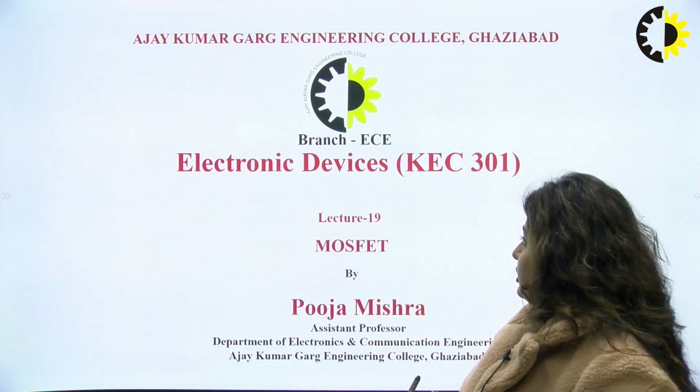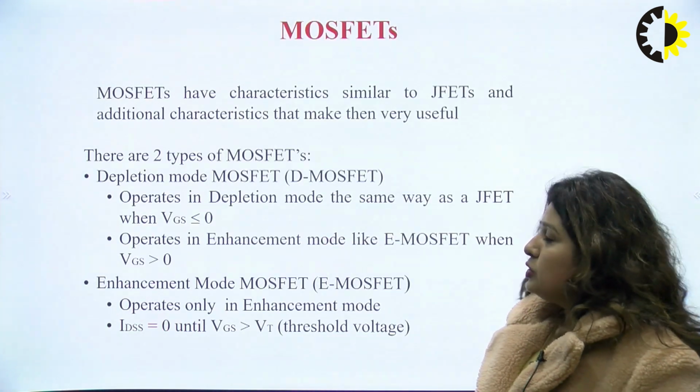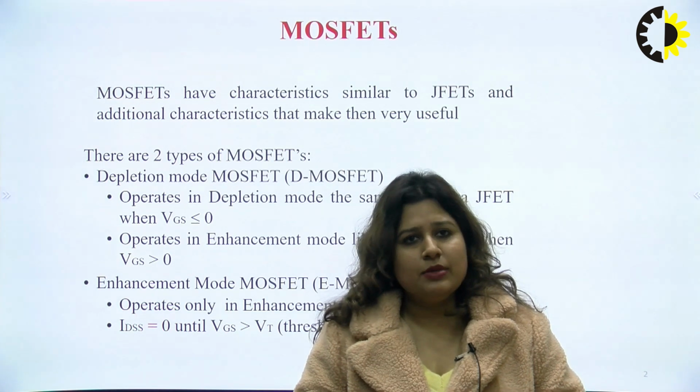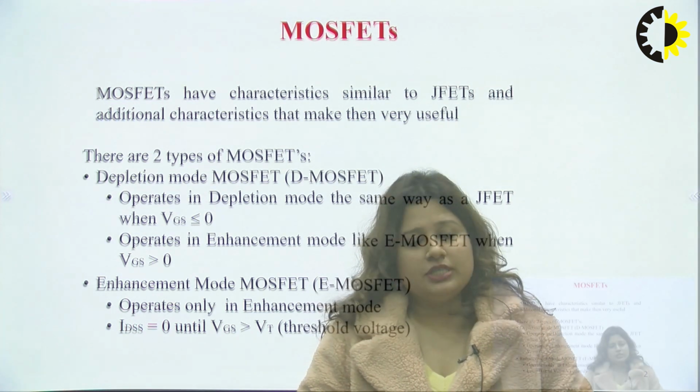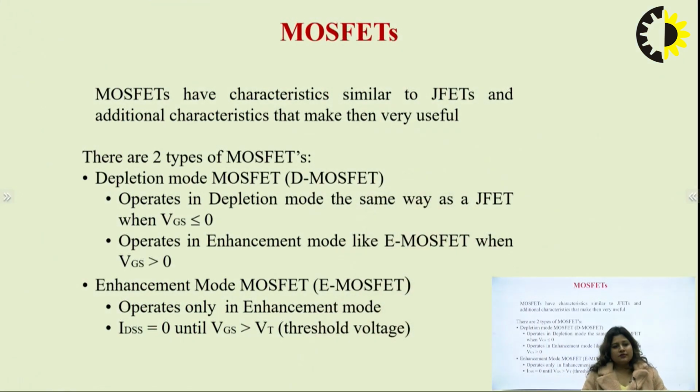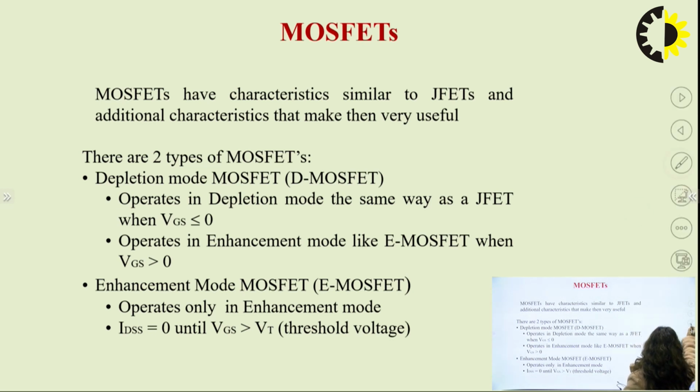So here we are going to deal with what is MOSFET. MOSFETs have different characteristics similar to JFET. We have dealt with BJTs, that is bipolar junction transistors. A MOSFET is a unipolar device as compared to the BJT, which is a bipolar device. MOSFETs have characteristics similar to JFET and have additional characteristics that make them very useful.